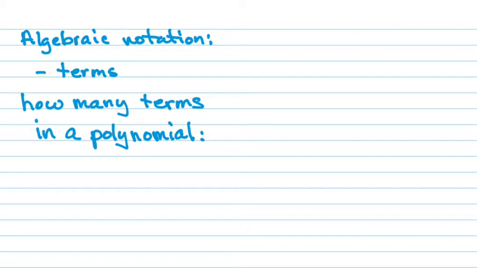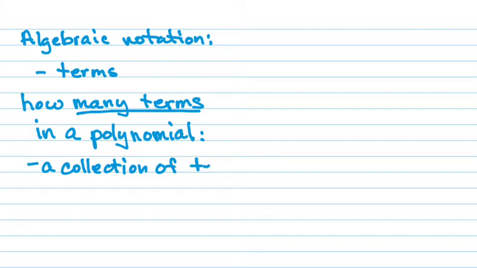Polynomial. Poly is the Greek prefix for many. Nomial just means names or numbers in this case. So, literally, polynomial just means many terms. Okay? So a polynomial is simply a collection of terms.